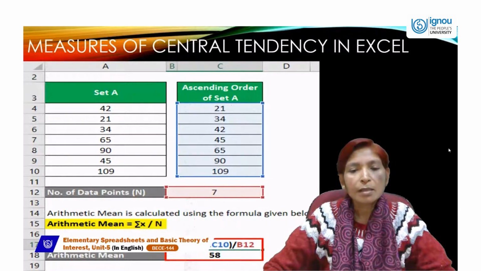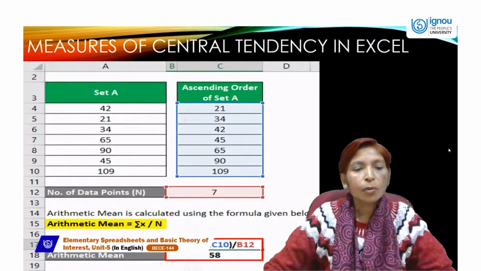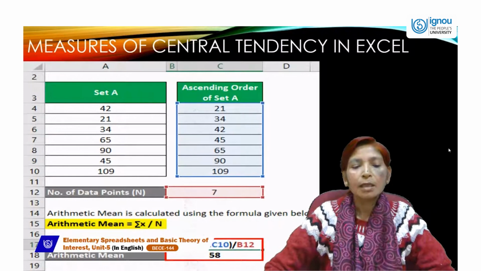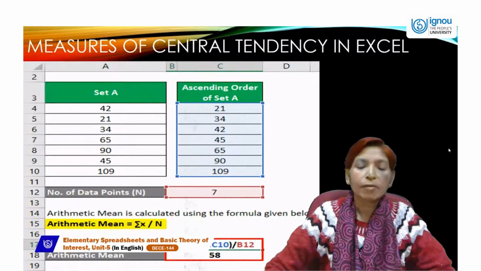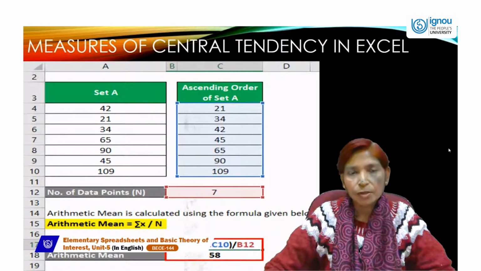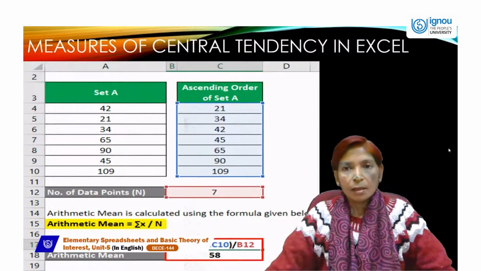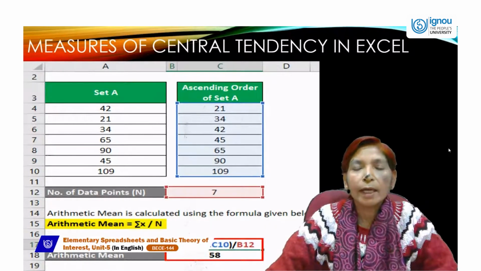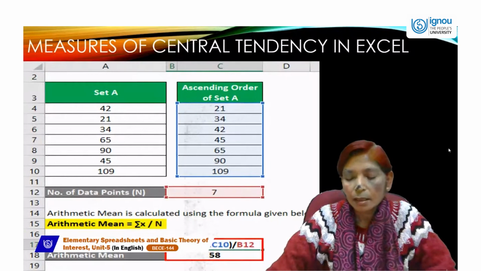You add these values and divide by B12. It means in column B the total number of values is 7. Then we divide by 7, and we get the mean. The arithmetic mean is 58. So this is the method of calculating central tendency in Excel.